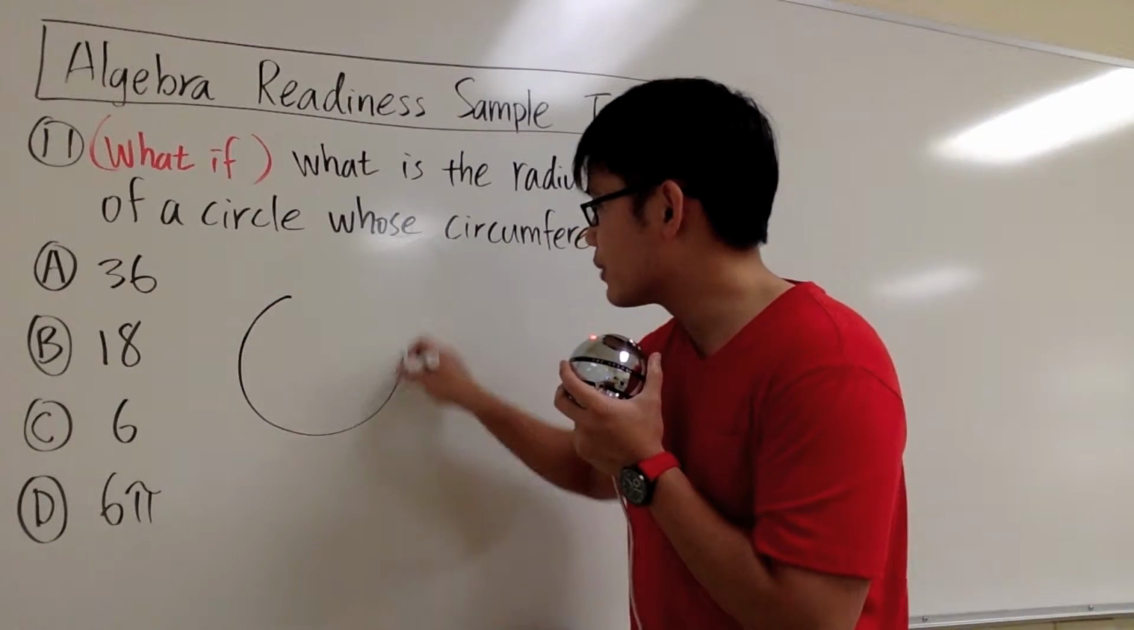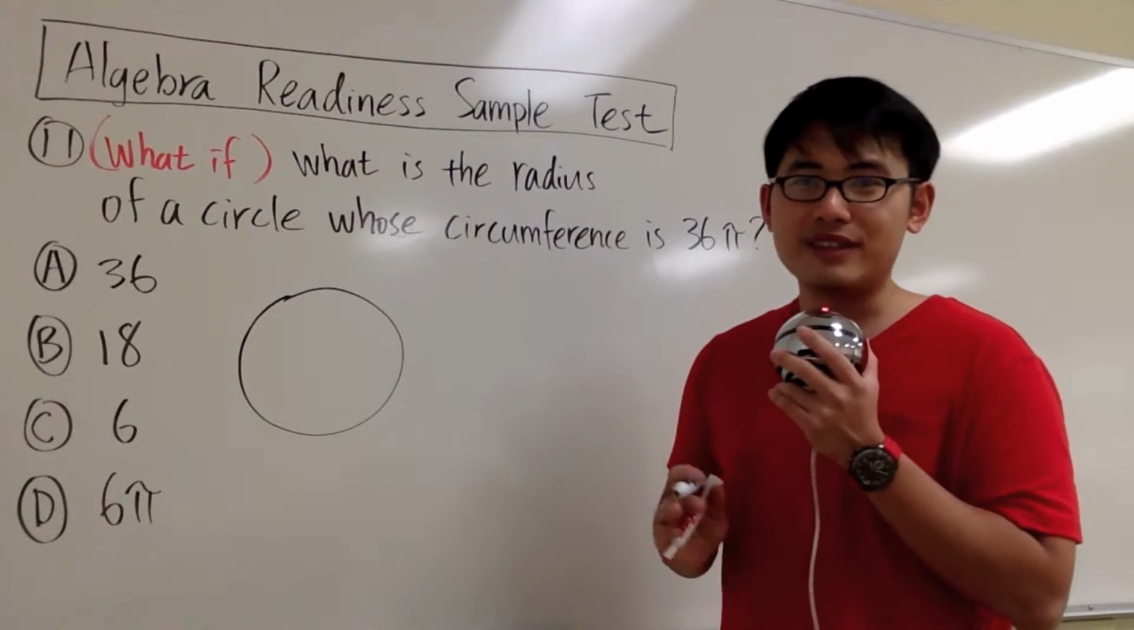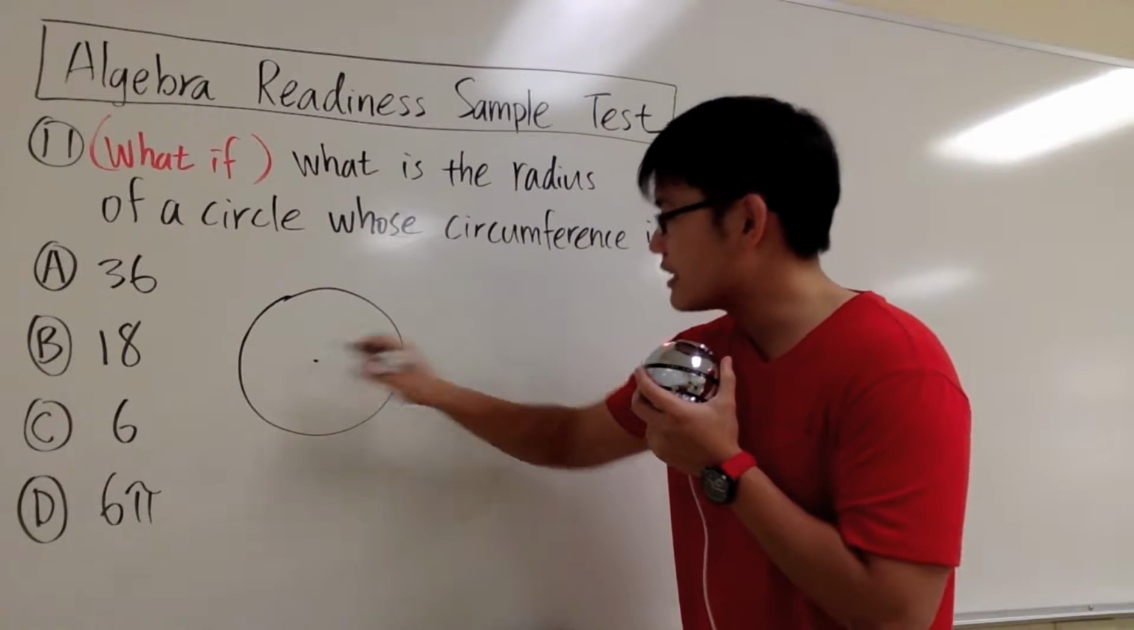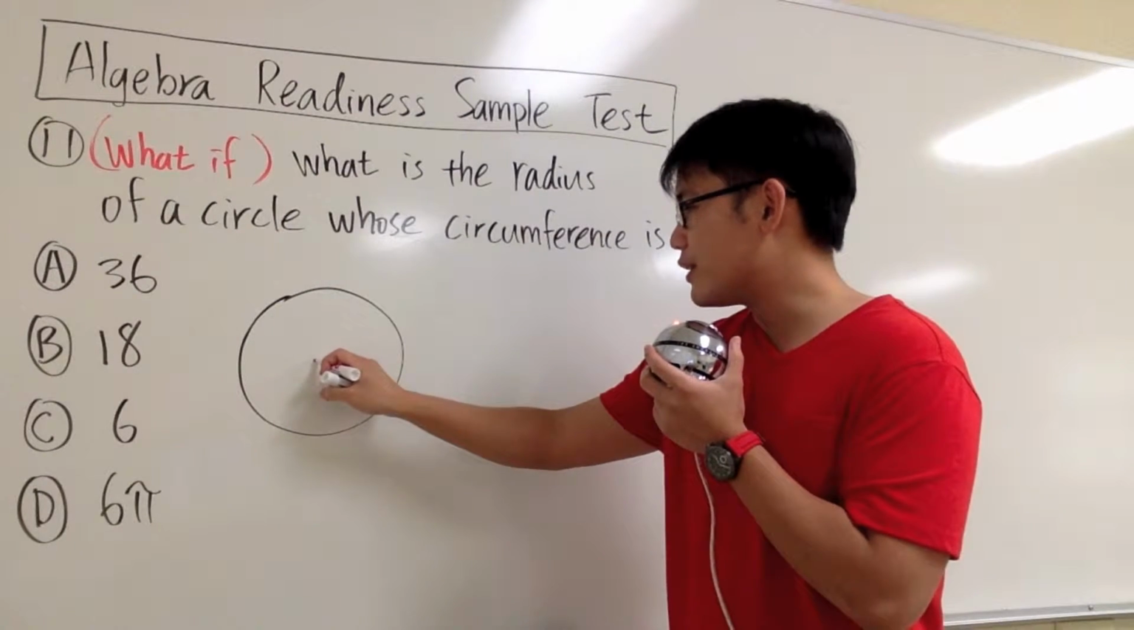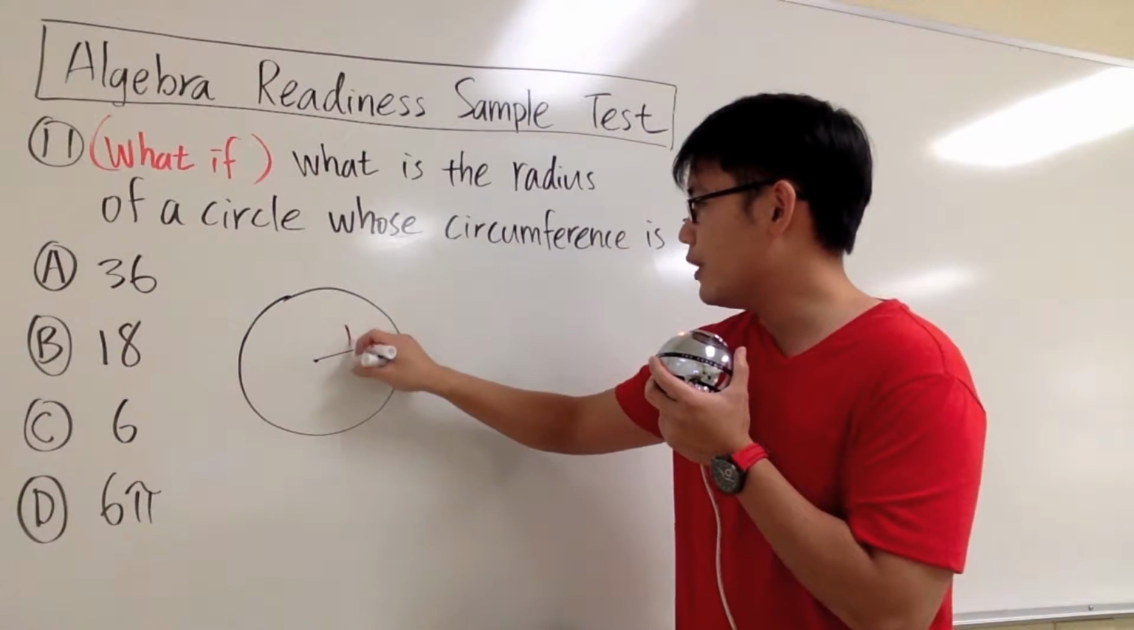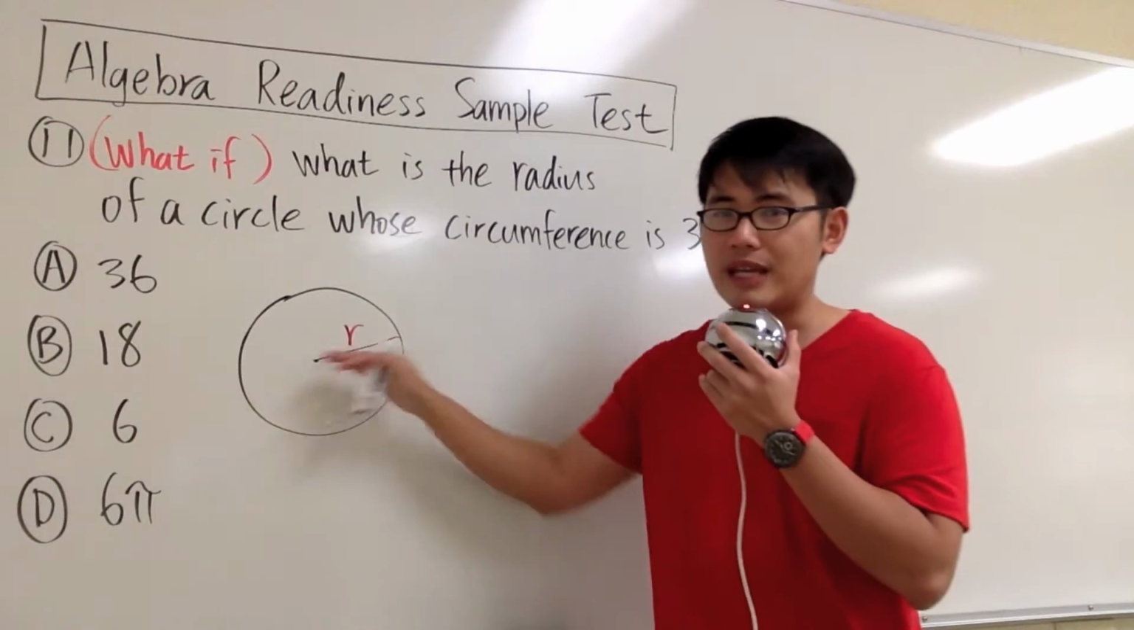So we will have a circle right here. And we also need to have the center of the circle. Let's put a dot in the middle. And then from the center to the circle, this right here will be the radius. The radius is only halfway.